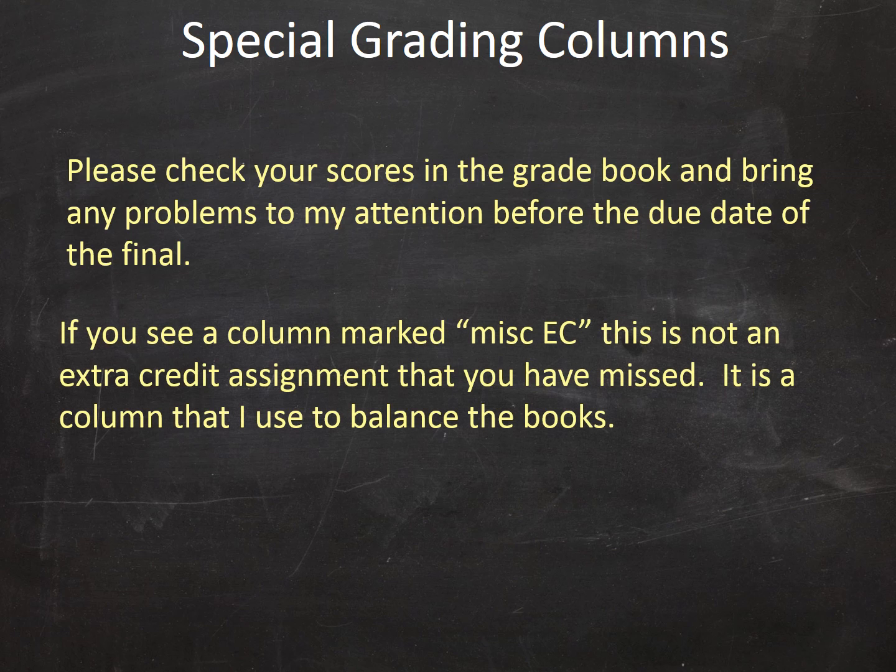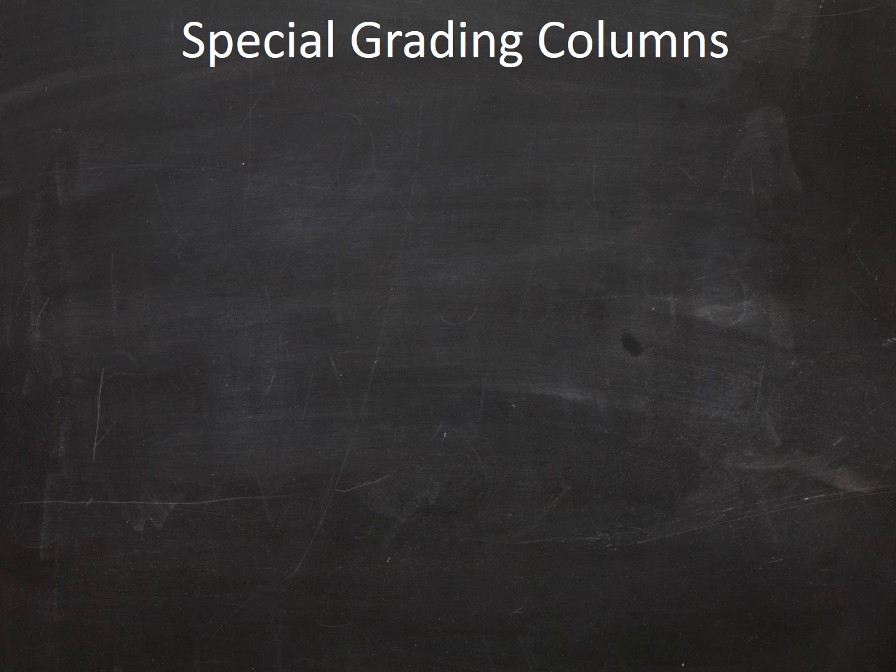Additionally, if you see a column marked miscellaneous extra credit in the gradebook, this is not an extra credit assignment that you have missed. It is a column that I use to balance the books if there is a problem I have to fix. It often has a very high points possible value, such as 100 points. I assure you that you are not missing out on a 100 points extra credit assignment. There would never be an extra credit assignment that high in a 1,000-point class.